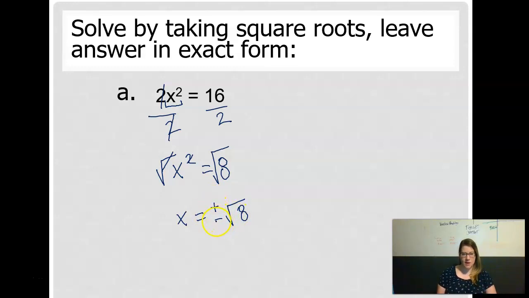So I could write it as positive square root of 8, comma, negative square root of 8. It's just a little bit faster just to put a plus or minus in front. That just means the same thing. It means we have two solutions. One's positive of this number, and one is a negative of this number.